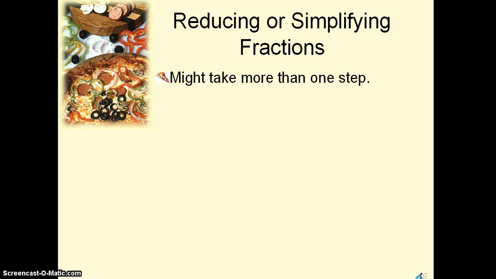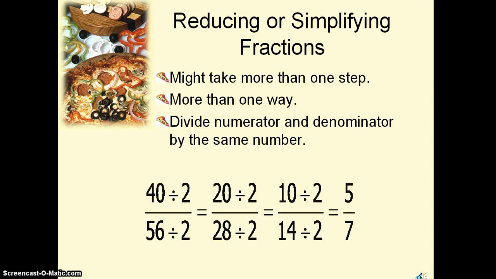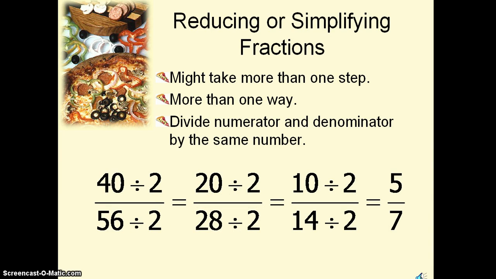It might take more than one step, or more than one way. Divide the numerator and the denominator by the same number. So here's an example. We started out with 40 over 56, and we wanted to get it in the smallest numbers possible. So we're going to divide. Well, first we divided 40 over 56 by 2 over 2. 40 divided by 2 is 20. 56 divided by 2 is 28. And then we divided it by 2 over 2 again.